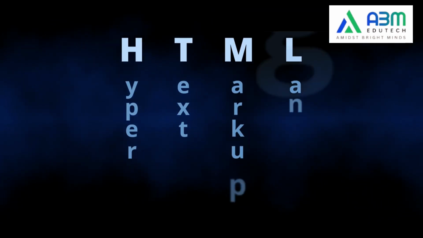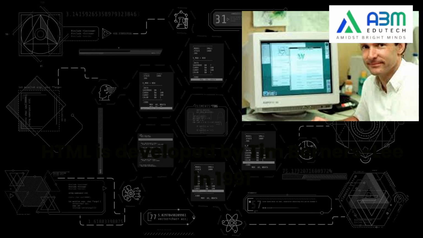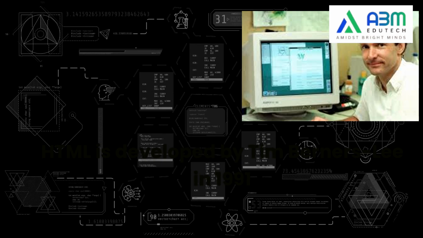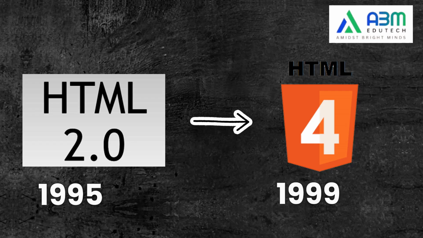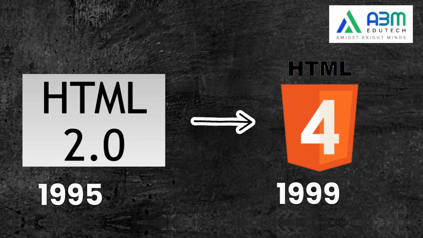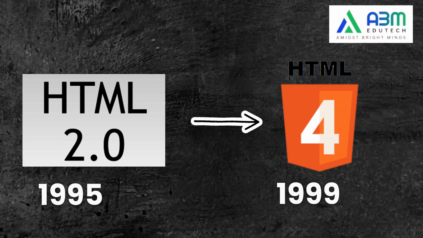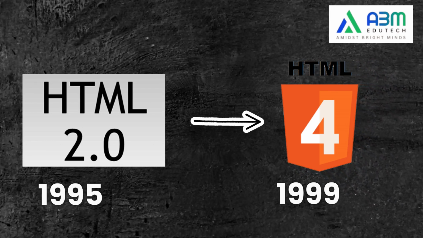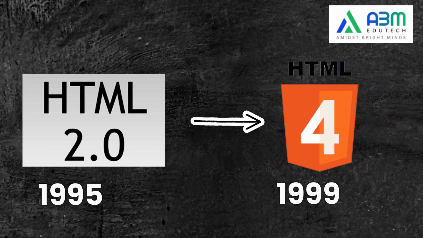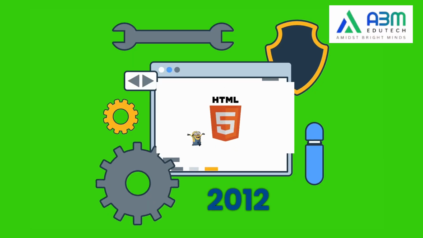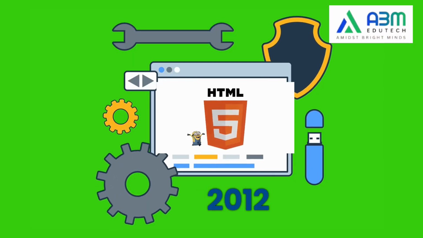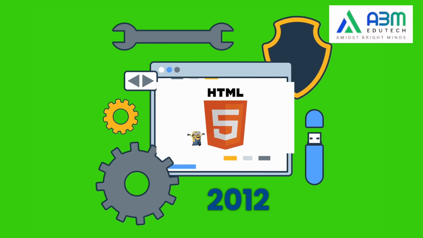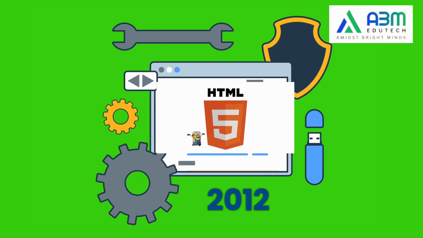HTML stands for Hypertext Markup Language. It was first developed by Tim Berners-Lee in 1991 to help researchers share scientific information. Over time, HTML evolved significantly. In 1995, the first official standard, HTML 2.0, was introduced. By 1999, HTML 4.01 became a widely adopted version. Fast forward to 2012, and we got HTML5, the latest version with more robust features for modern web design.